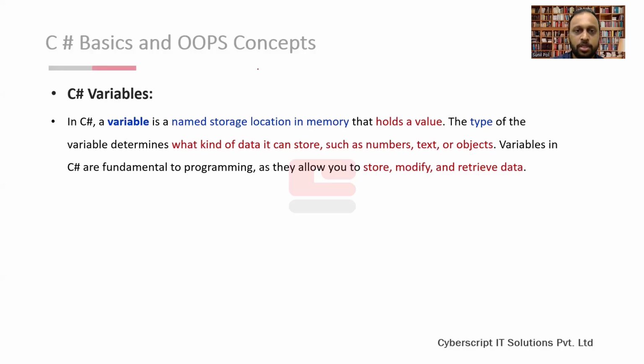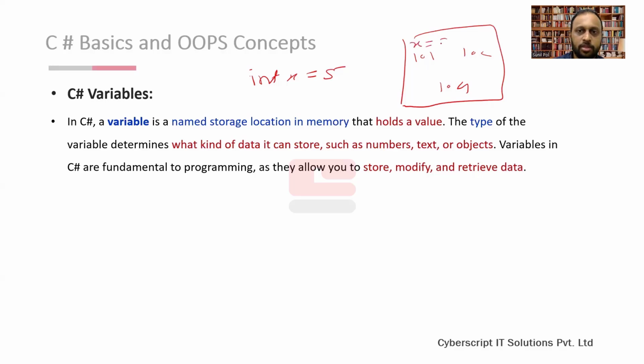Variables in C# are fundamental to programming as they allow you to store, modify, and retrieve the data from the memory. Suppose in our program, we are declaring one integer type variable x is equal to 5. In memory, there are different memory locations like 101, 102, and 104. These are the memory addresses. The runtime environment will store the value 5 at 101, and this memory address would be identified by the runtime environment by the variable name x.